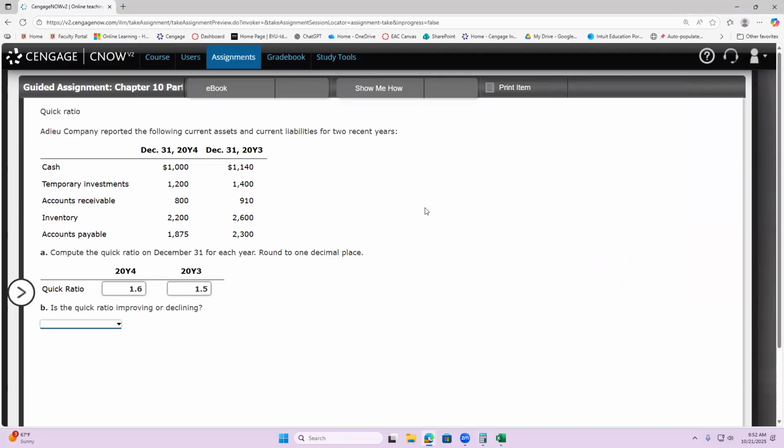So what we have here is our quick assets on the top, our current liabilities on the bottom. So the more our assets are increasing relative to our debts or liabilities, the higher this number gets. So typically higher is considered better. So we would say that this is improving because it's getting higher over time. Okay. All right. That's all I have.